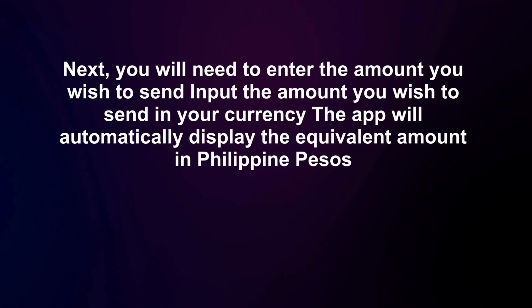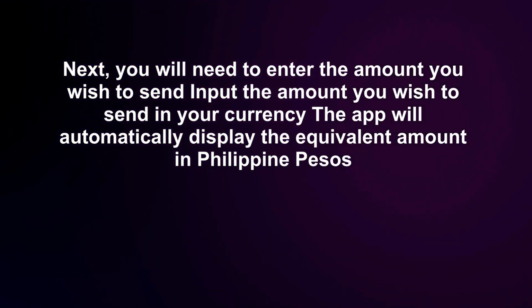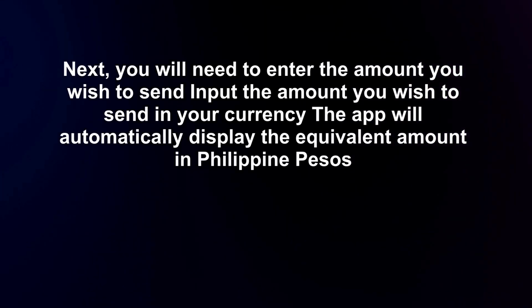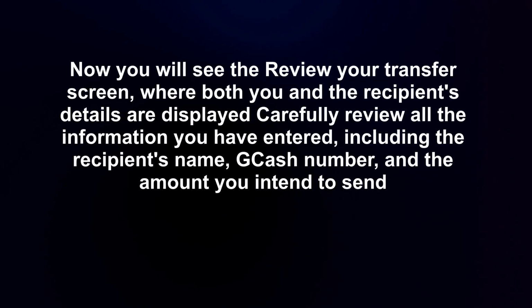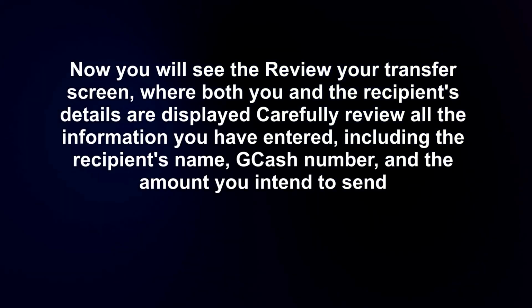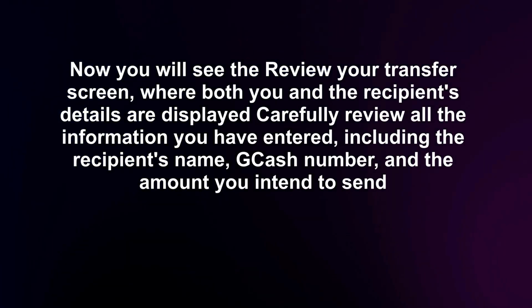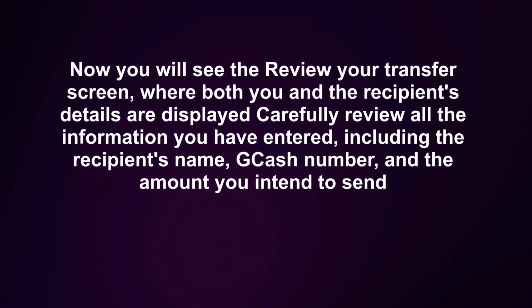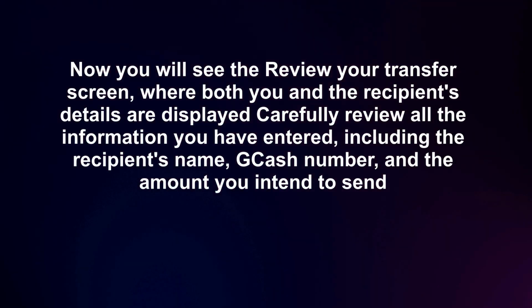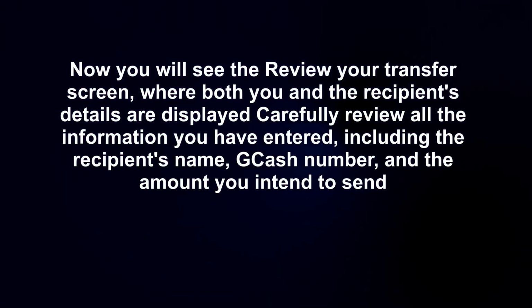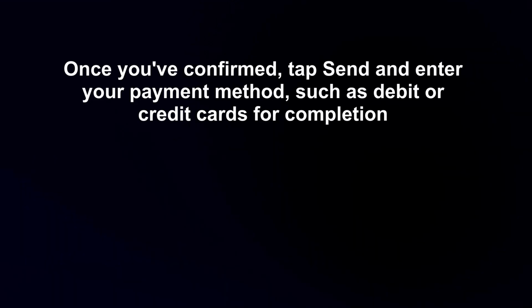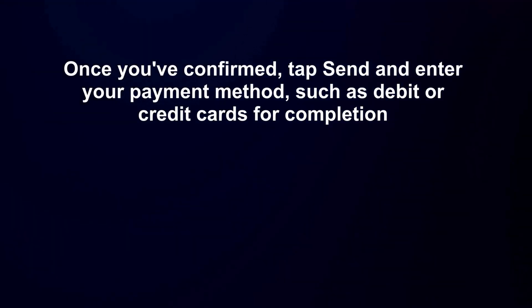Next, you will need to enter the amount you wish to send. Input the amount you wish to send in your currency. The app will automatically display the equivalent amount in Philippine pesos. Now you will see the Review Your Transfer screen, where both your details and the recipient's details are displayed. Carefully review all the information you have entered, including the recipient's name, Gcash number, and the amount you intend to send. Once you've confirmed, tap Send and enter your payment method, such as a debit or credit card, for completion.